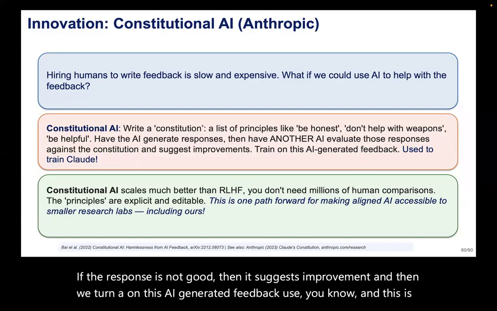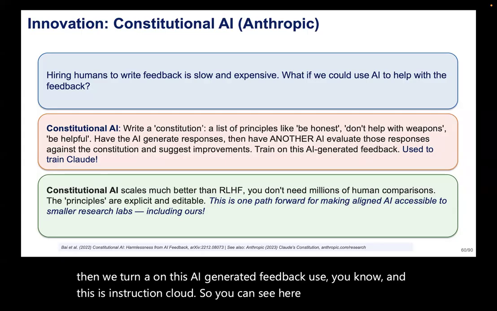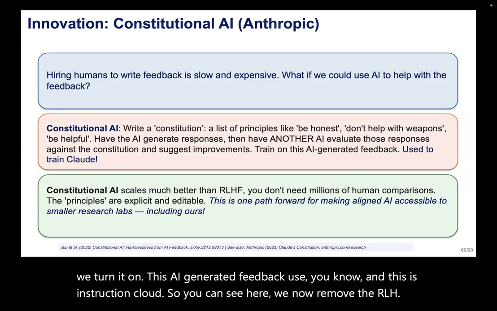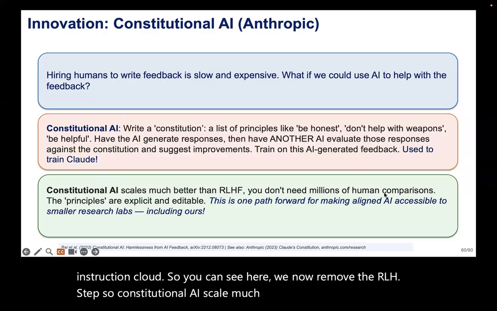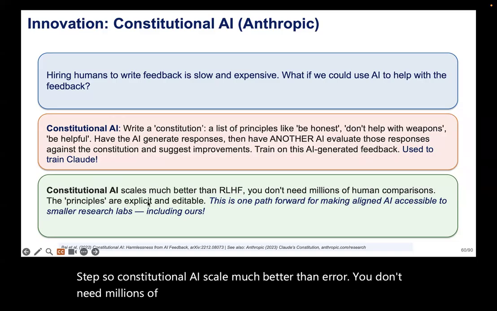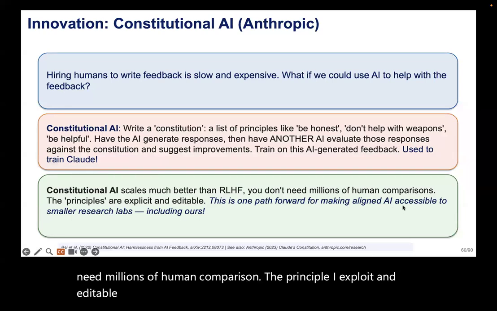So you can see here, we now remove the RLHF step. So constitutional AI scales much better than RLHF. You don't need millions of human comparisons. The principles are explicit and editable. This is one path forward for making aligned AI accessible to smaller researchers, including ours.